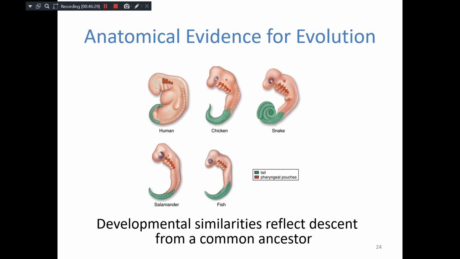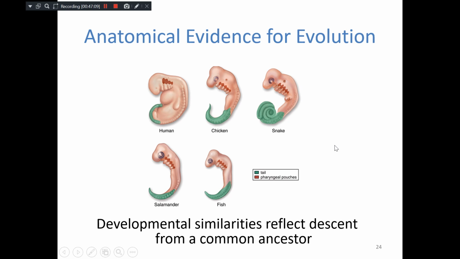Then another one is the embryological evidence in anatomy. If you look into the embryo of any organism, starting from fish to human being, all of them look similar. See, this is the last one. In any of them, we have a tail. We have a tail in snake, chicken, salamander, or even in fish. And all these embryos have pharyngeal pouches, which you can clearly see, even in human beings, chicken, snake.